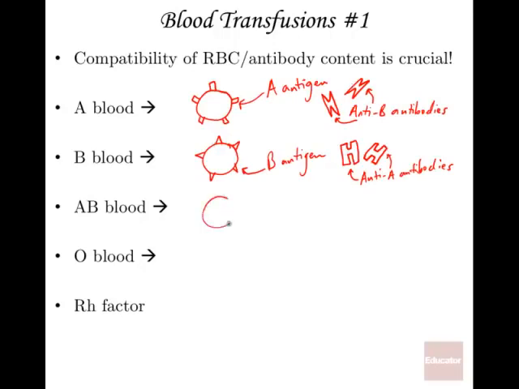Next up, AB blood. The reason why it's called AB blood, it has both A and B antigens. It's got A antigens, it's got B antigens. But guess what? No antibodies to the A or B antigens. Now, there are antibodies in this person's bloodstream, yes, but they're not going to naturally have antibodies against what is naturally on the surface of the red blood cells.